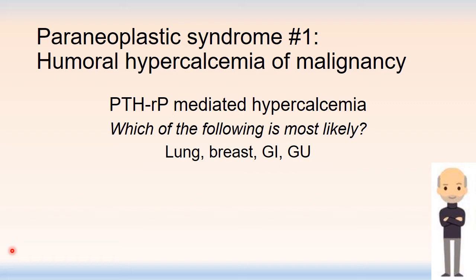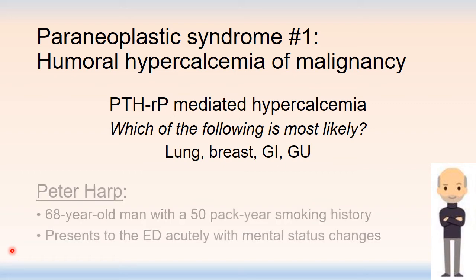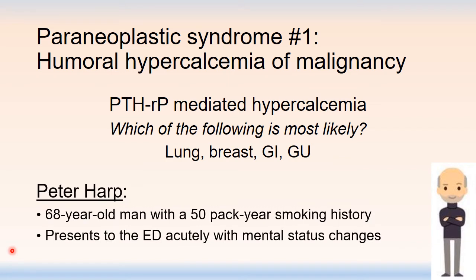So in this case of PTHrP, which of the following would be most likely for Mr. Peter Harp? Go back to his history, and you'll identify pretty readily that there is one factor in there that's going to make us look at one of those possibilities before others. With a smoking history, we're going to investigate the possibility of lung carcinoma being responsible for his hypercalcemia.